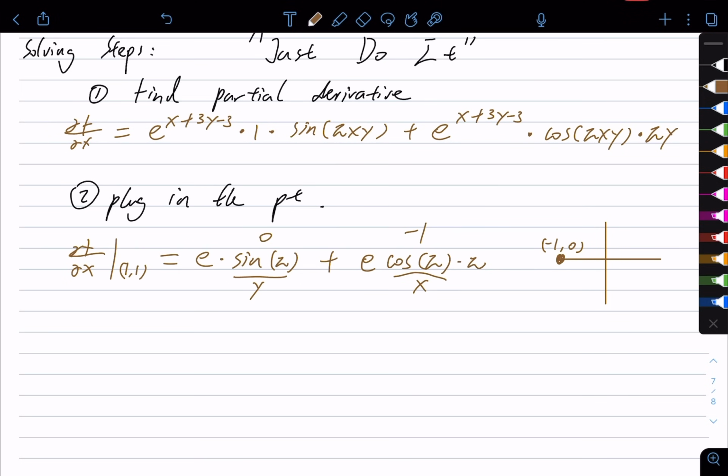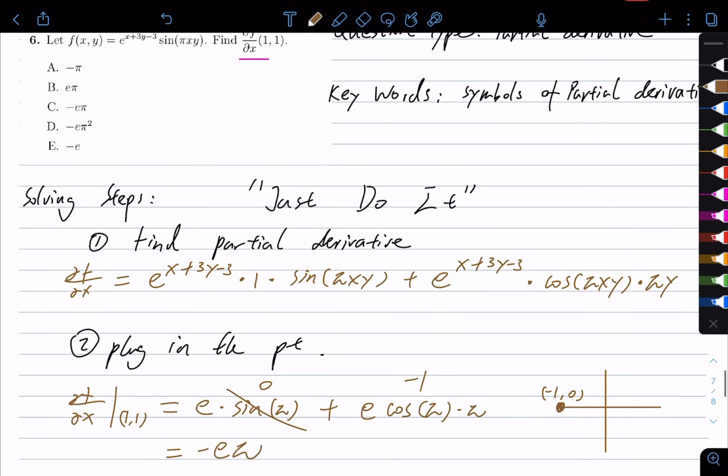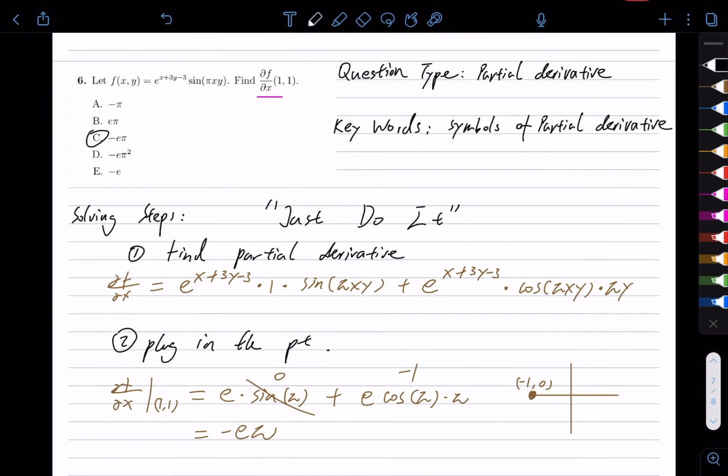So this entire term drops out, and we're left with -e times pi. This is our answer, choice C, which is correct. This is just a really quick way to do partial derivatives, and hopefully you don't make any algebraic mistakes. Anyway, you get the idea.